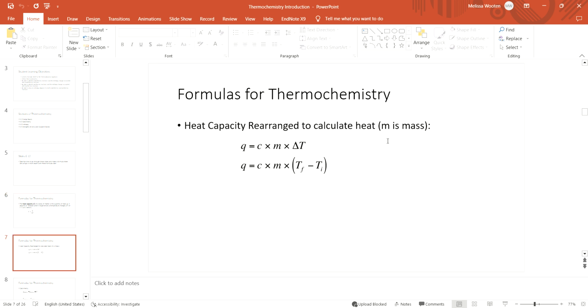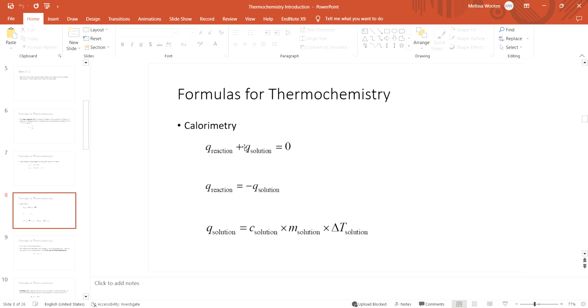And then some of this is just where it's been rearranged. Okay. So that way, because sometimes, for heat capacity, you'll have to calculate heat instead of the heat capacity. For calorimetry, this tells you what the whole equation is going to look like. So for Q reaction plus Q solution, you would have C reaction, M reaction, delta T reaction plus C solution, M solution, delta T solution.